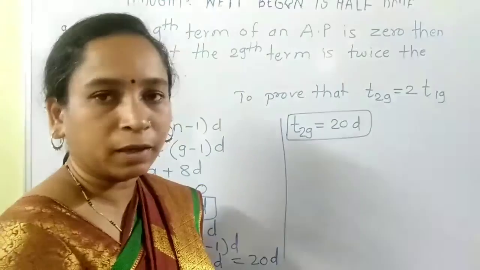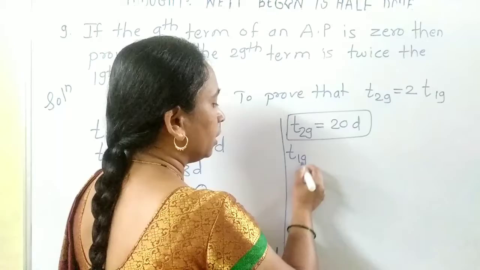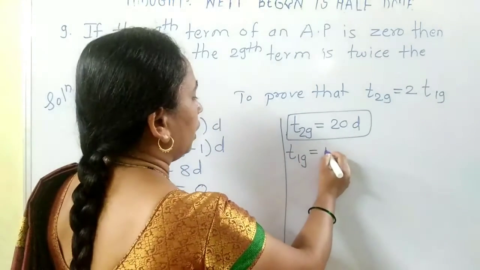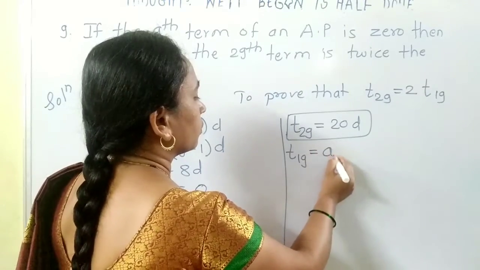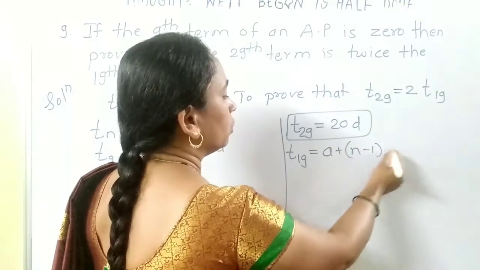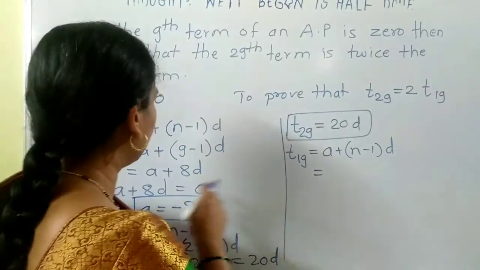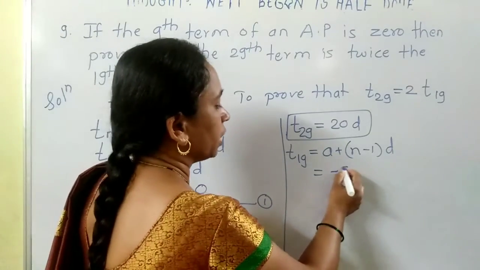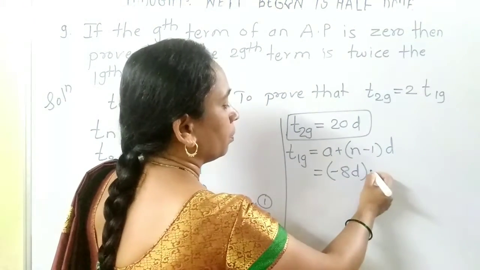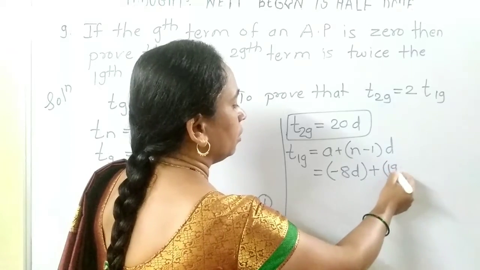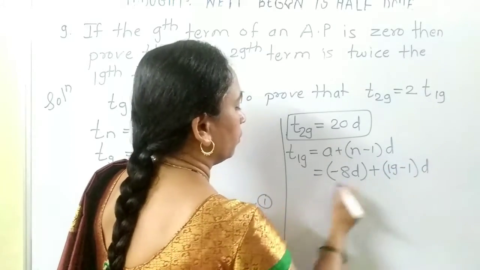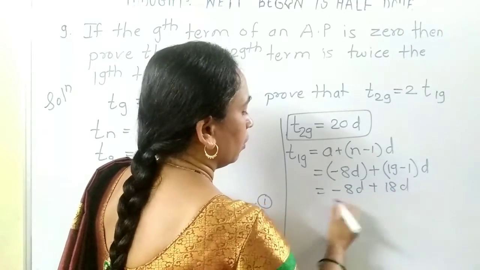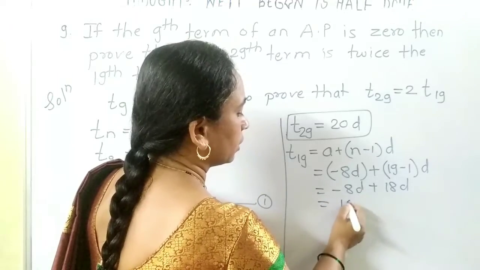Similarly, we will find T19. T19's value is A plus n minus 1 into D. A's value is minus 8D from equation 1. So minus 8D, I'll put it in this, plus n is 19, so 19 minus 1 into D. Minus 8D and here plus 18D. If you solve it, we will get the answer, that is 10D.